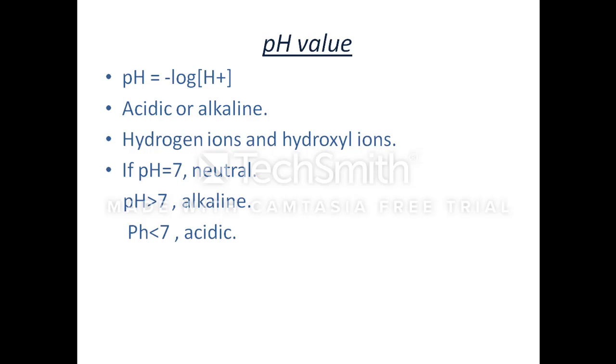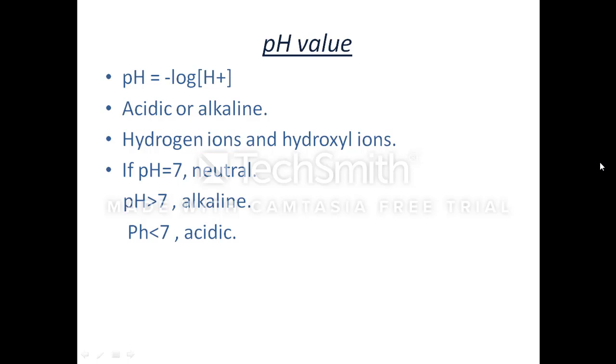The water, as you know, consists of hydrogen ion and hydroxyl ion. If the concentration of hydrogen ions, that is H+ ions, is more, the water is acidic. And if the concentration of OH- ions, that is hydroxyl ions, is more, the water is alkaline. For neutral water, H+ concentration is equal to OH- concentration. Also, the product of H+ concentration and OH- concentration is constant.